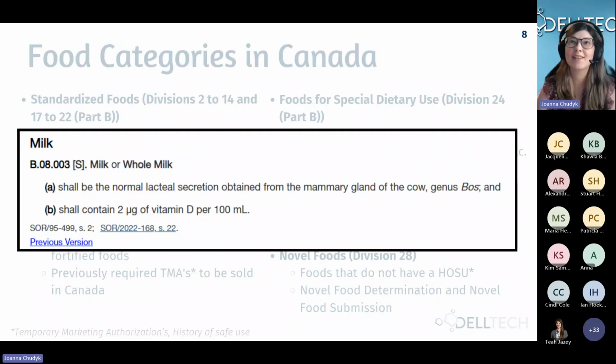But an example, in another screenshot here from the regulations, is for milk. In order to sell a milk product in Canada, you must ensure it contains 2 micrograms of vitamin D per 100 milliliters of product. So here's just an example of one of the required fortifications. And it's always important that when you're bringing a milk product into Canada that you're aware of the standardizations that exist, or if you're bringing another food that's required to be fortified in Canada as well.